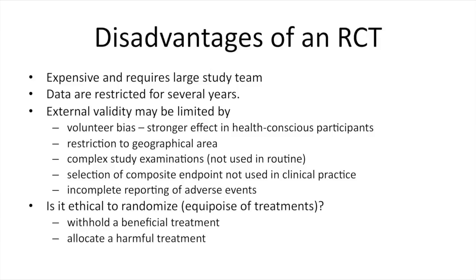For example, if there's a volunteer bias, so you only find patients which are very compliant and not typical for the general patient. If there are restrictions to geographical areas, so if you have not done your study in the whole world. If there's sometimes complex study examination which are not used in routine. There may also sometimes, we already discussed it, rather odd composite endpoints which are not used in clinical practice or not clinically relevant, or there's incomplete reporting of adverse events. And finally, you always have to ask, is it ethical to randomize? So is there equipoise of treatments, which means you don't withhold a beneficial treatment and you do not allocate a harmful treatment. Thank you for your attention.